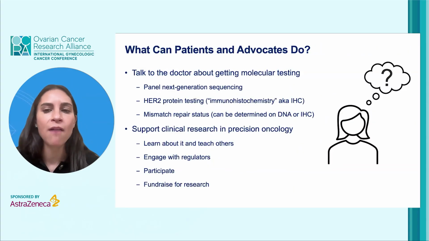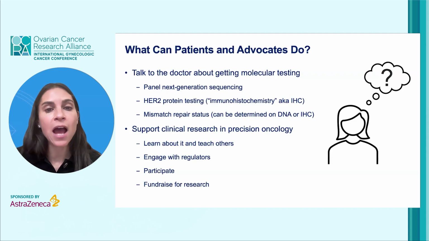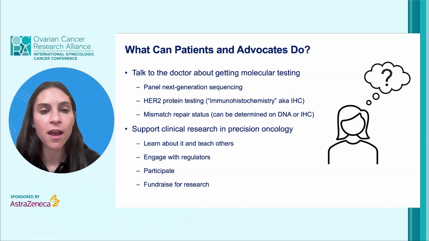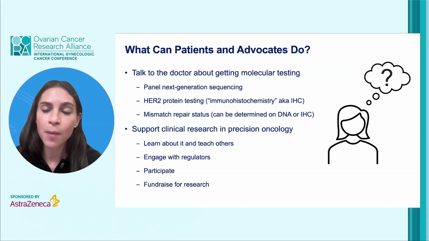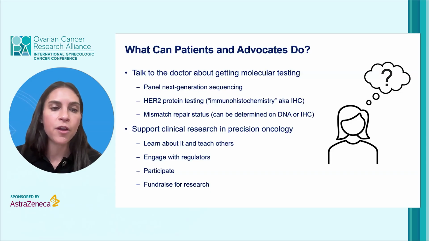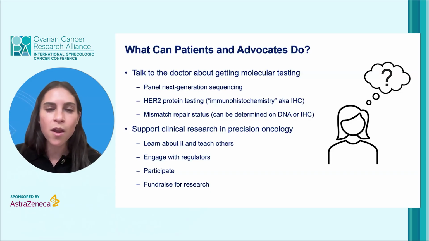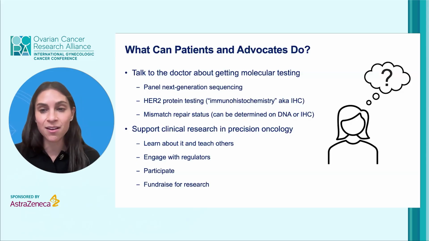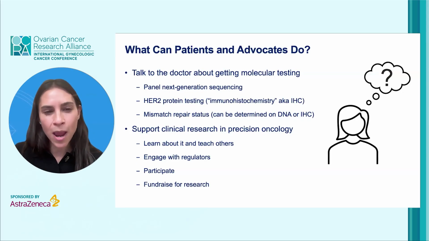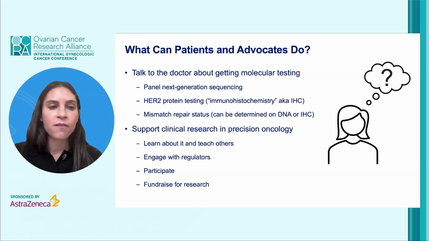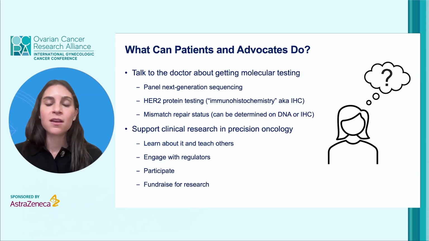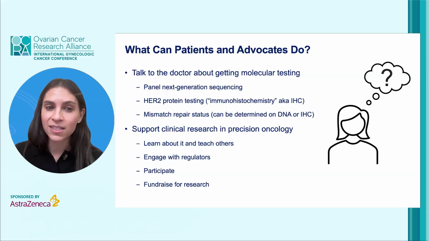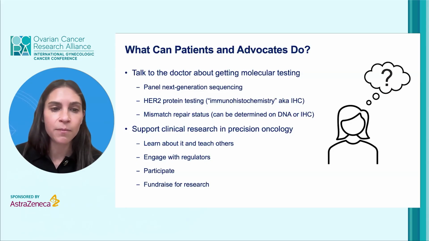So what can patients and advocates do? Patients can talk to their doctor about getting molecular testing to start. This is something that I think is becoming increasingly important. There is panel next generation sequencing, which is one of the types of tests I mentioned. It's basically a panel of genes tested all at once, which is often the most efficient way to get DNA sequencing. And there are a lot of commercial vendors, Foundation Medicine, Caris, Tempus, I could go on, that you can send your tumor to have this genetic testing done.